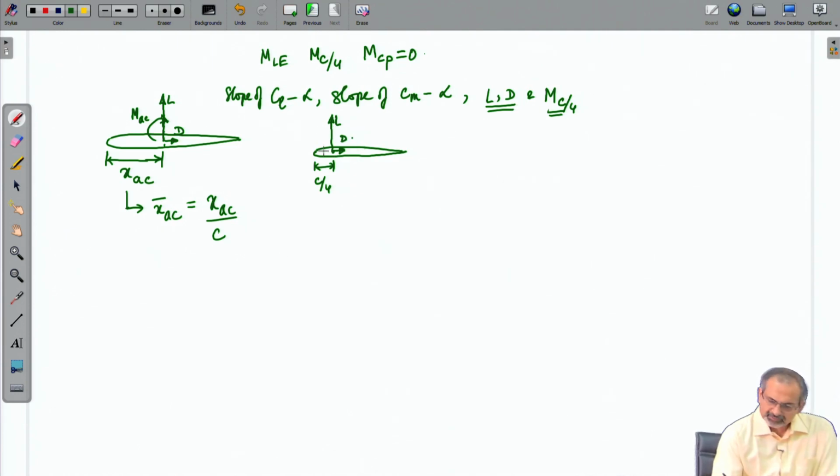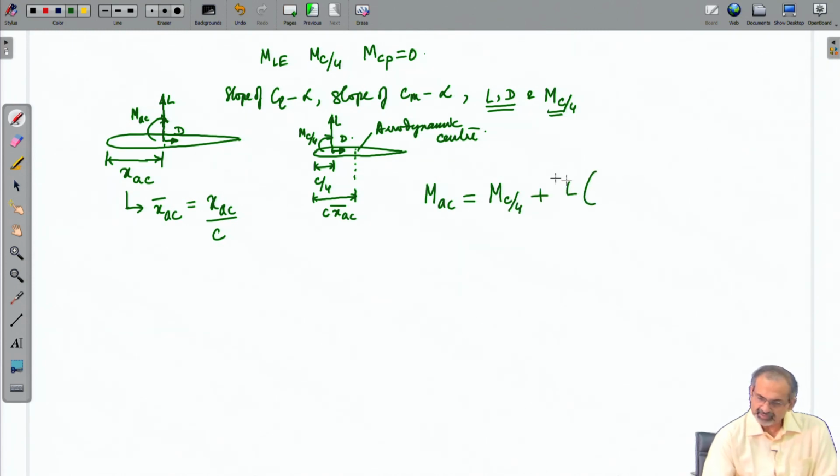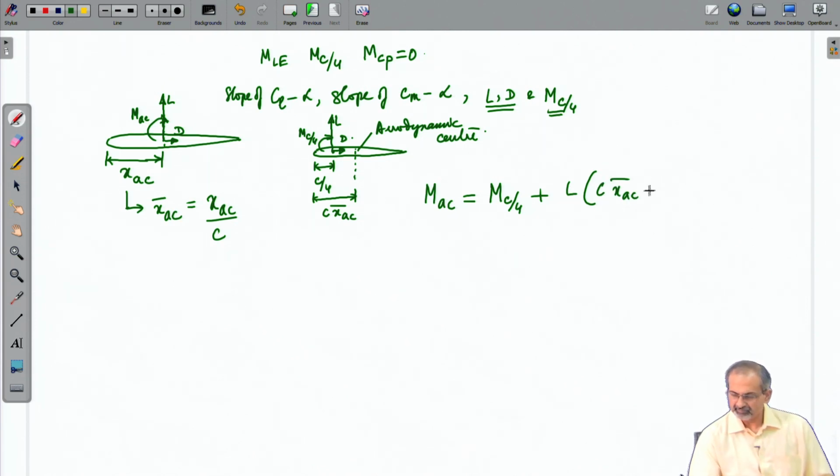So, in that case what would you have? You have m c by 4, and you have, let us say, this point, the aerodynamic center here, which is indicated by x bar a c. Then you can write the moment about the aerodynamic center would be m c by 4 plus the moment due to the lift being offset from that point by this distance.